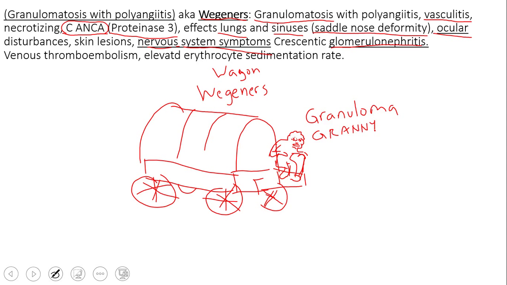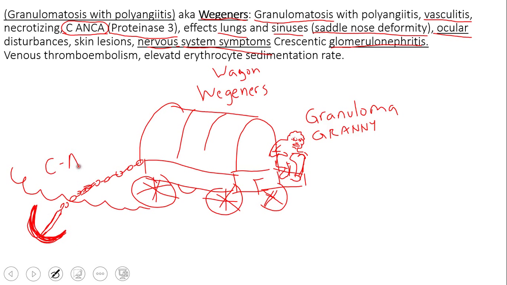Okay, so now I need to know this is a C-ANCA. So for that, I'll just draw on the back here. It's the C. This wagon's coming out of the C. And what do they have coming out the back? They have this anchor with the letter C on it. That's their letter C-ANCA. So C-ANCA.